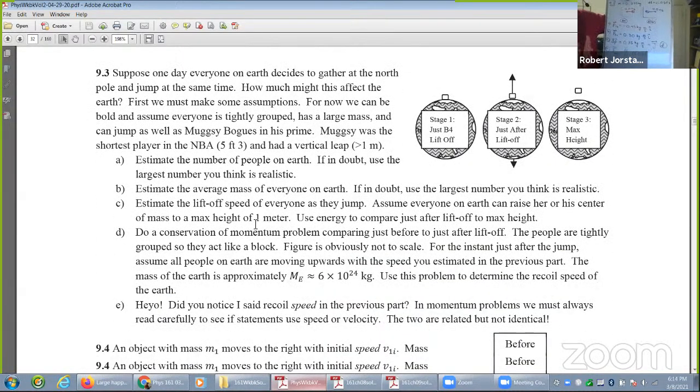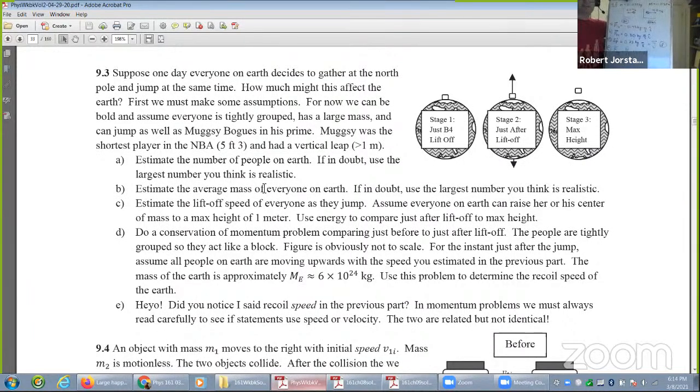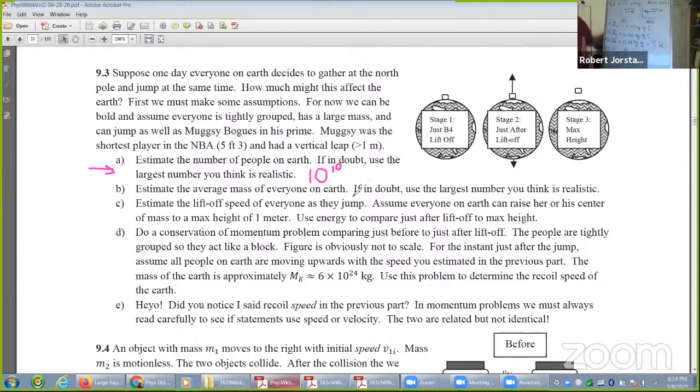All right, here's one. We have already alluded to this a little bit. There's a classic question everyone asks. What if everybody went to the North Pole and jumped at the same time? How fast would the Earth move the other way? Well, we kind of did the problem already, so I'm going to let you think this through, but let me just give you a clue here. Let's first estimate the number of people on Earth. How about 10 billion, right? So that's about 10 to the 10th people. What's the average mass of a human being?